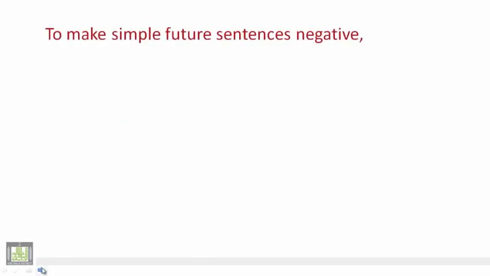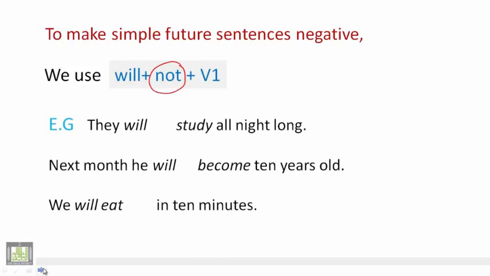To make simple future sentences negative, we use will plus not. So we only use not. So we only add not after will. Let's make these sentences negative.